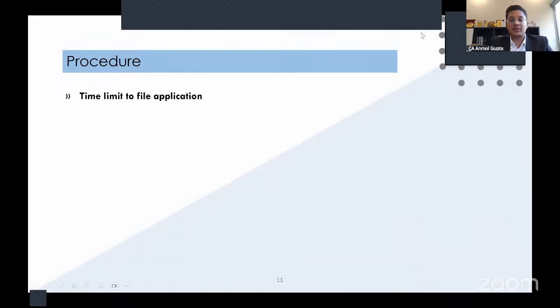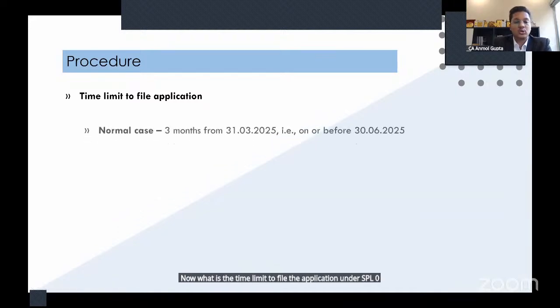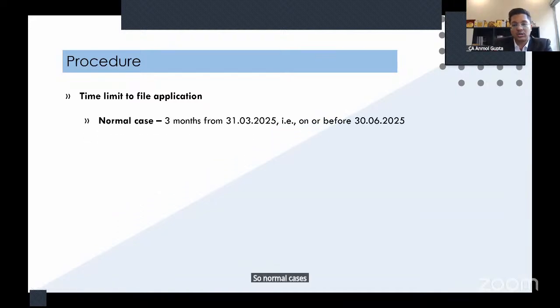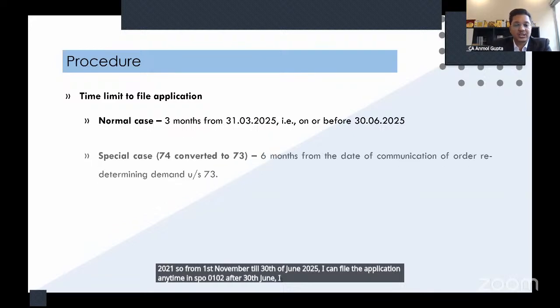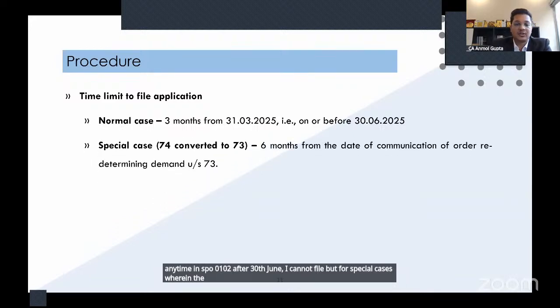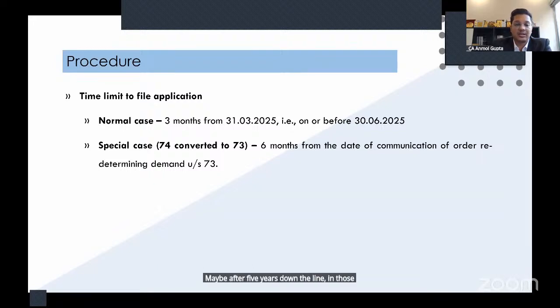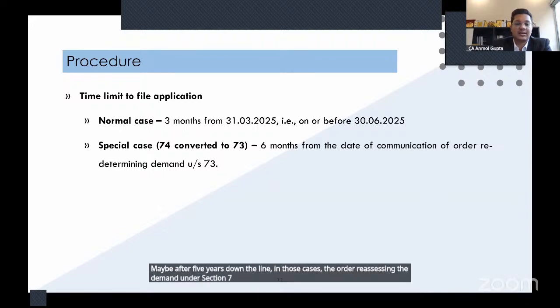Now, what is the time limit to file the application under SPL 01 or 02? In normal cases wherein the show cause notice or order itself was issued under section 73 from the start, I have the time limit till 30th June 2025. So, from 1st November till 30th June 2025, I can file the application anytime. In SPL 01 or 02, after 30th June, I cannot file. But for special cases wherein the section 74 demand has been converted to section 73, maybe after 5 years down the line, in those cases, within 6 months of the order reassessing the demand under section 73, I can make the application.